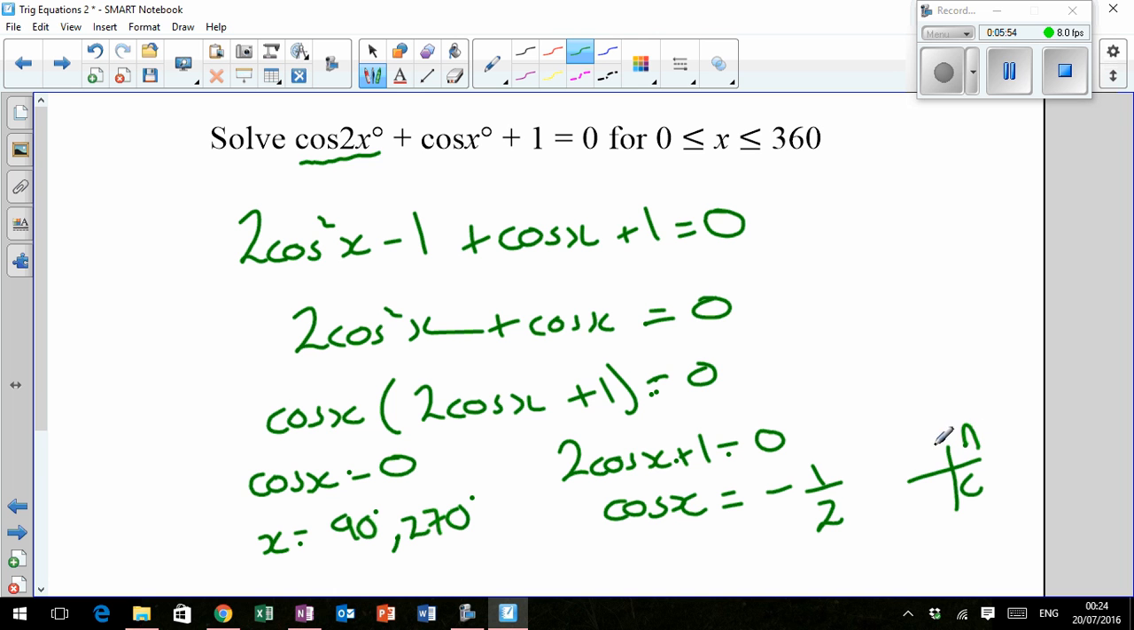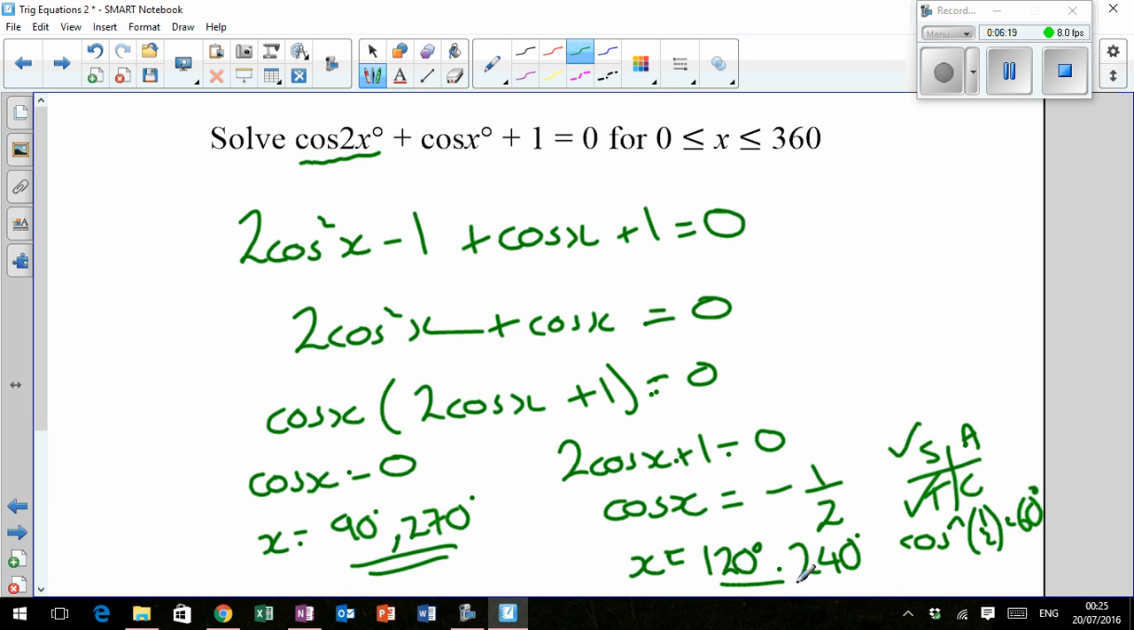We're dealing with our CAST diagram now in quadrants 2 and 3. Inverse cos of a half is 60. So in quadrant 2, that is going to be 120, and in quadrant 3, that is going to be 240. So my solutions are here and here.